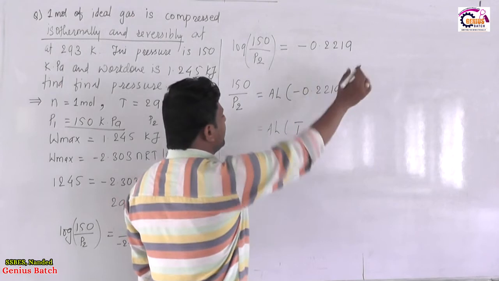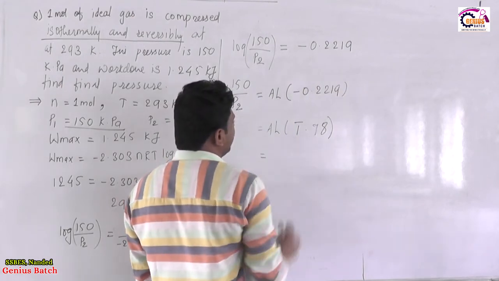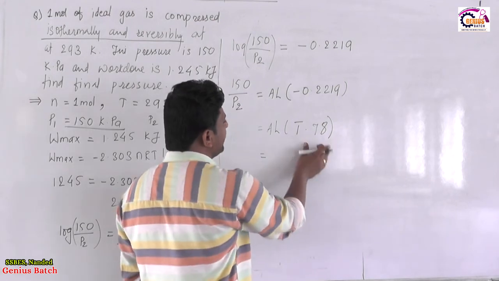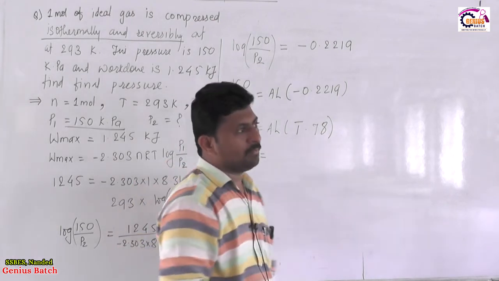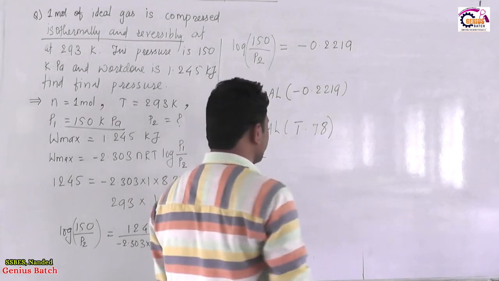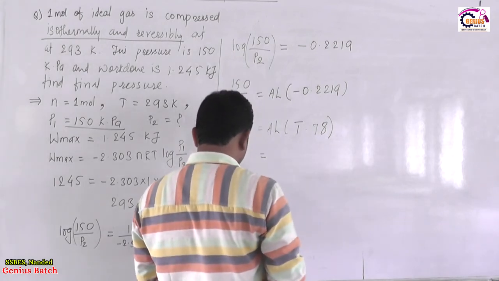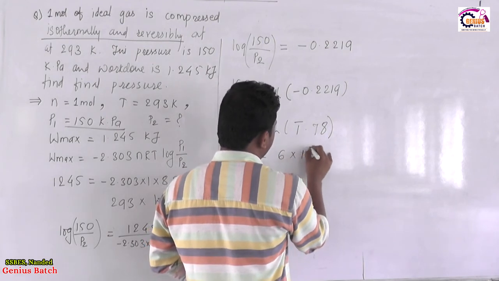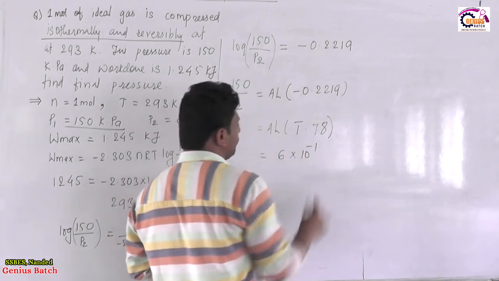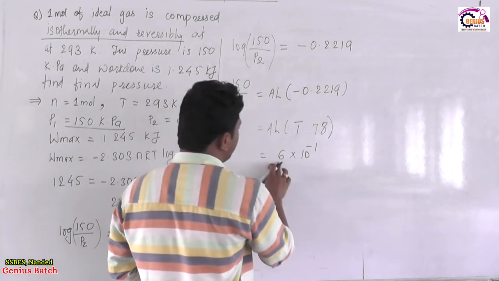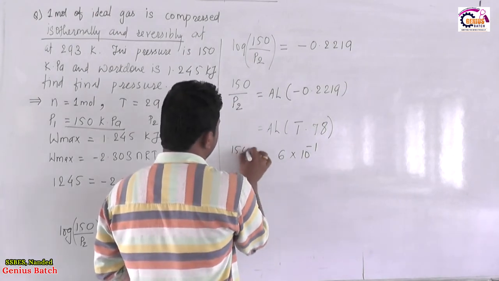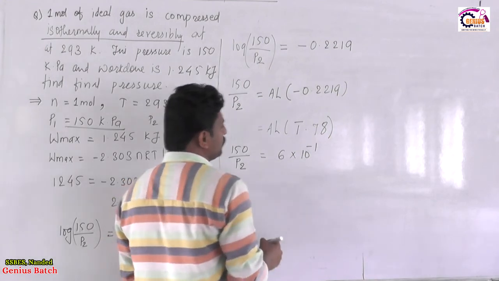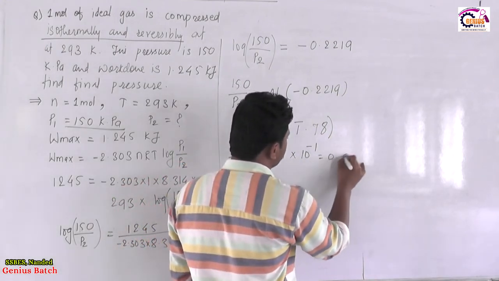Okay, now take the antilog for this number. While taking antilog of bar 1.78, we need to look out for 0.78 is a log of which number, and which is close to 6 value. The calculated value we have is 6, and this term goes to the power of 10. So minus 1 goes to power of 10, 10 raised to minus 1 and 6. 150 divided by P2 is equal to 6 into 10 raised to minus 1, which means 0.6.